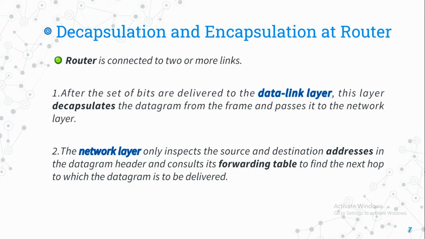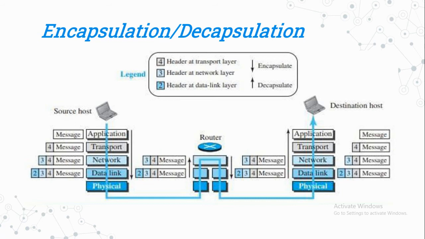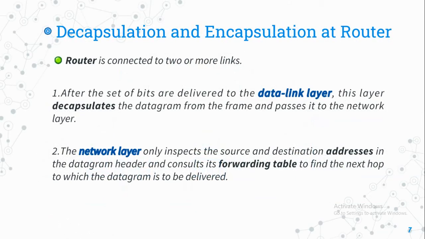So the router is doing both the encapsulation process and the decapsulation process. The encapsulation and decapsulation are done at the router because the router is connected to two or more links. So it is doing both processes.